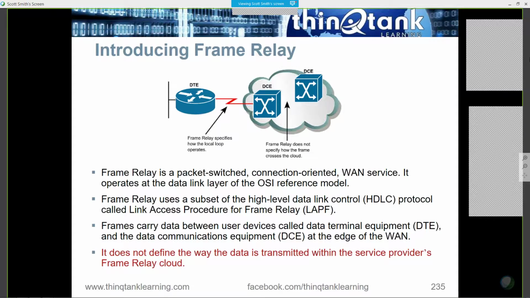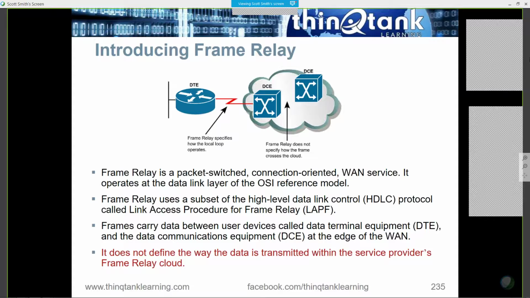Okay? It is a layer 2 protocol. Just like PPP and HDLC, frame relay is a data link layer protocol. It's very similar to HDLC. In fact, frame relay is a subset of HDLC. HDLC is the default encapsulation on point-to-point serial links for Cisco. And it uses something called LAP-F, Link Access Procedure for frame relay.